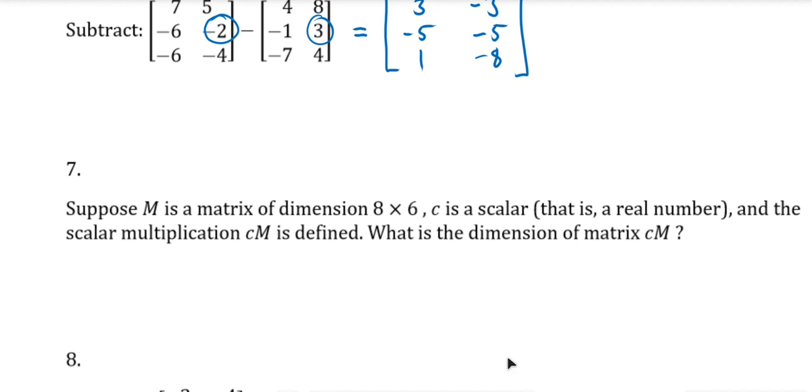And essentially all that we're going to do if we are multiplying a matrix by some scalar number is multiply every entry by that number. And so we will get a matrix that is the exact same dimensions as the matrix that we started with, where each entry has just been changed by multiplying it by this scalar number.